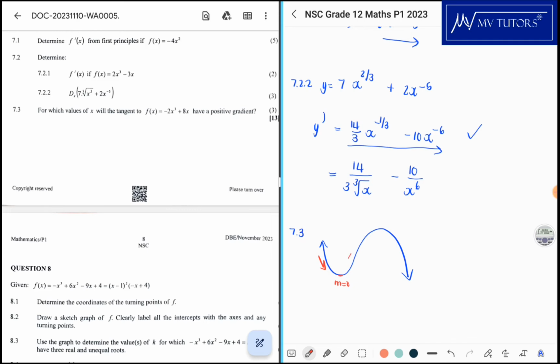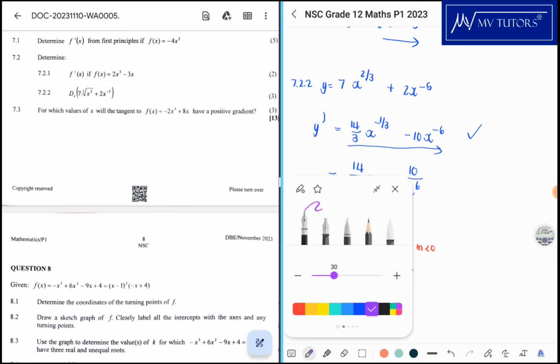And then here we have a positive gradient. And there, our gradient is 0. So here, m is positive. No, m is negative. Here m is positive, and then we have a negative gradient over here. So what are they talking about? It says, for which values of x will the tangent have a positive gradient? So we are looking at this region over here.